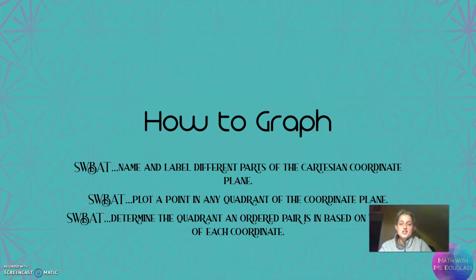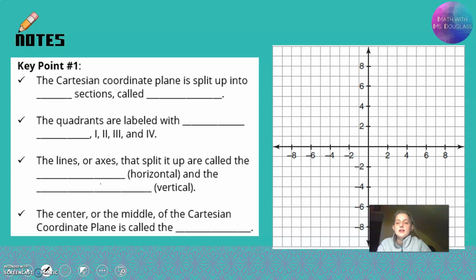Hey mathematicians, let's talk about how to graph on a Cartesian coordinate plane. A Cartesian coordinate plane is what you see on the right-hand side of your screen. It's got a bunch of grids, it's got two different number lines, and it is split up into 4 sections. Each of these sections is called a quadrant because the root quad means 4. Like a quadrilateral has 4 sides and there are 4 quarters in a dollar.